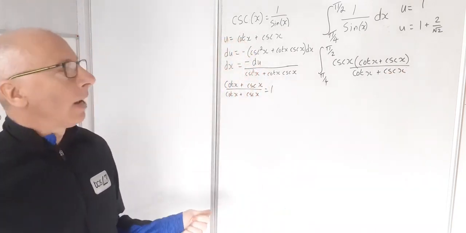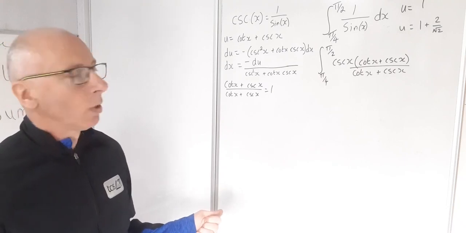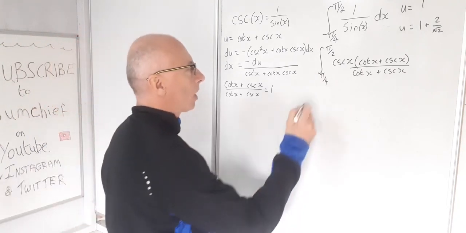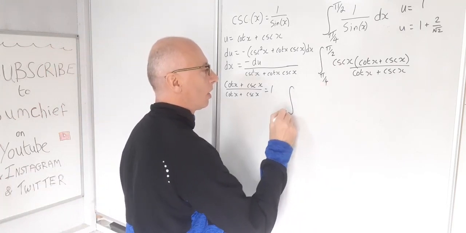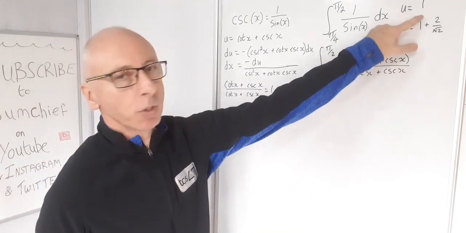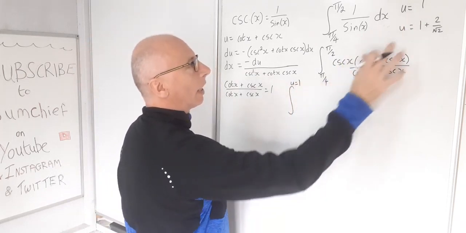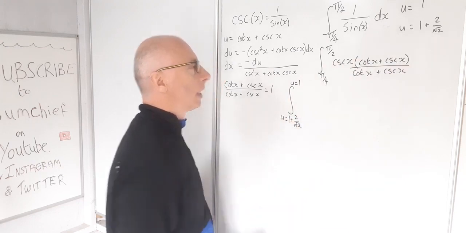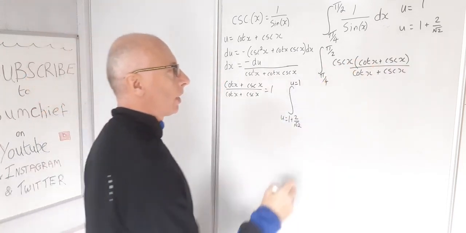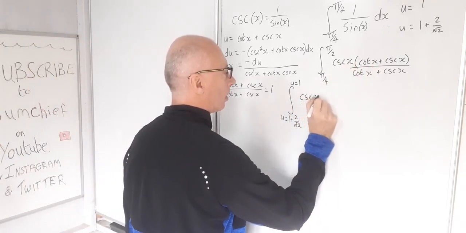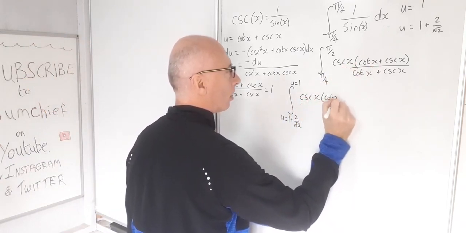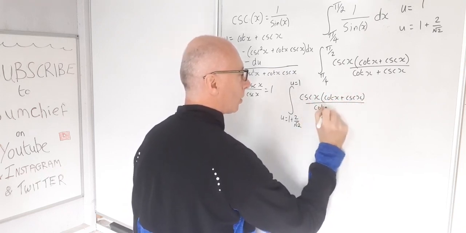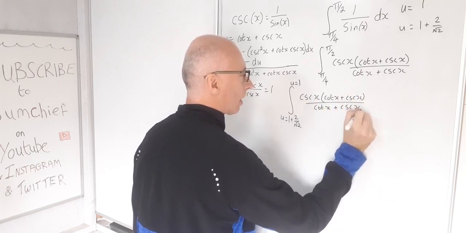Okay, so now let's transfer this into our u world with a little bit of simplification as we go along. Let's see what we can do. So we can change our parameters. So we're going to need a bit of space here. So u equals 1, and u equals 1 plus 2 over root 2. And then we've got cosecant of x times all these, and divide that all by cotangent of x plus cosecant of x.